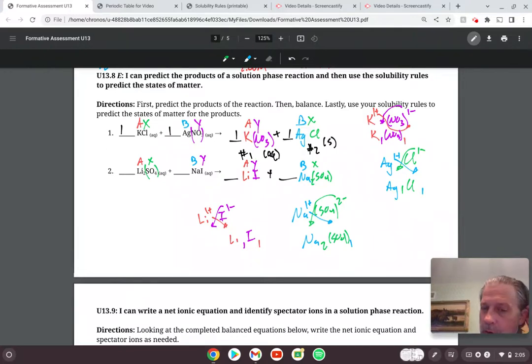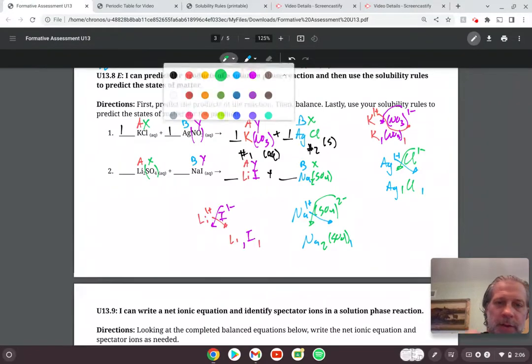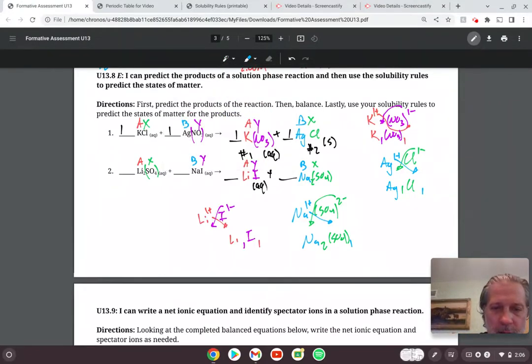Now the next thing we have to do is identify states of matter. So we're going to start with the lithium and iodine. Again, salts of ammonium and group 1 metals, and in this case lithium is a group 1 metal, are always soluble. So that tells me that this first compound, LiI, is going to be aqueous because, again, of rule number 1.